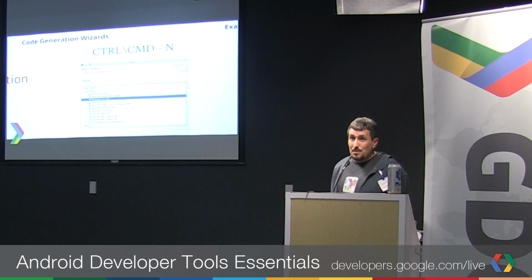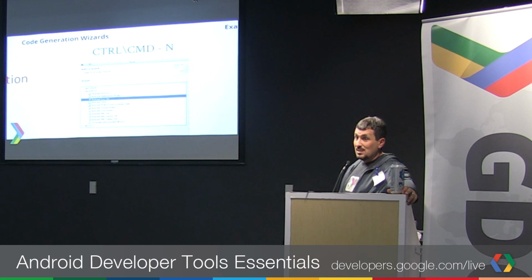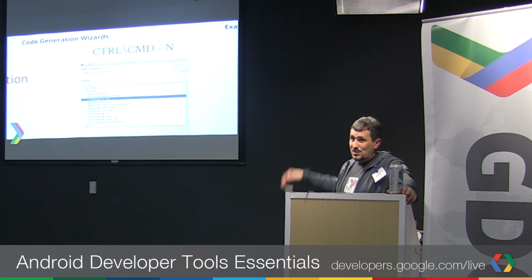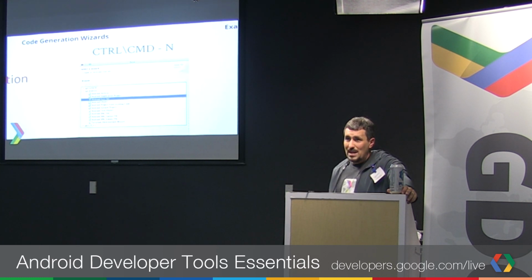Okay, so let's talk a little bit about some of the code generation wizards that you can use and why you really should be using these things. To access any of these wizards, you can hit File, New at the top, or Control N, or Command N on Apple. That will bring up this wizard selection. You can see there's a variety of different things you can do in there. You can create an icon set. You can create a simple activity. You can create an Android XML file, a variety of different things.